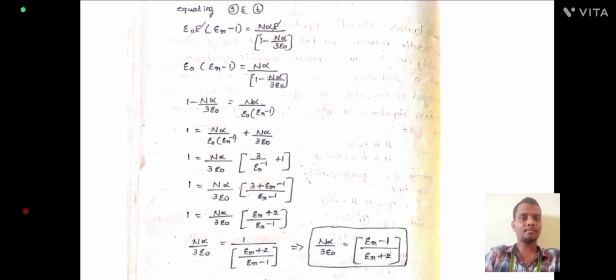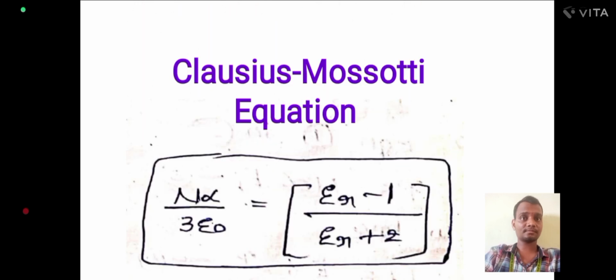So 1 is equal to N alpha by 3 epsilon naught, open the bracket, 3 by epsilon r minus 1, plus 1. 1 is equal to N alpha by 3 epsilon naught times epsilon r plus 2 by epsilon r minus 1, where the final equation is N alpha by 3 epsilon naught is equal to epsilon r minus 1 by epsilon r plus 2. This is the Clausius-Mossotti equation.